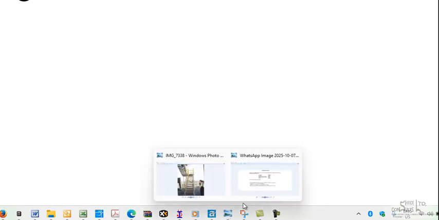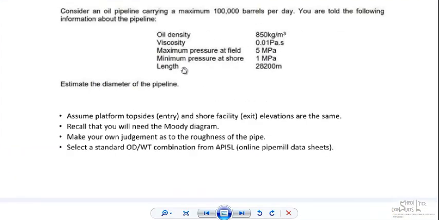Okay, your question: an oil pipeline carrying crude at 100,000 barrels per day. So that implies it's a single phase flow carrying hydrocarbon. Despite the fact that hydrocarbon is multi-phased, the produced crude, assuming that it's dry crude, is a single phase fluid.